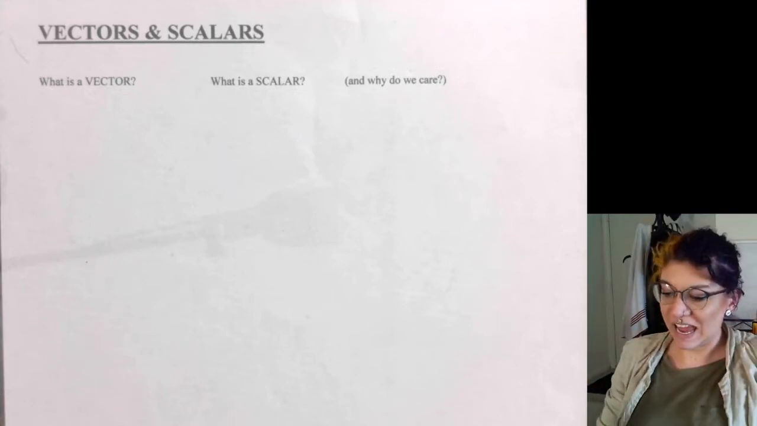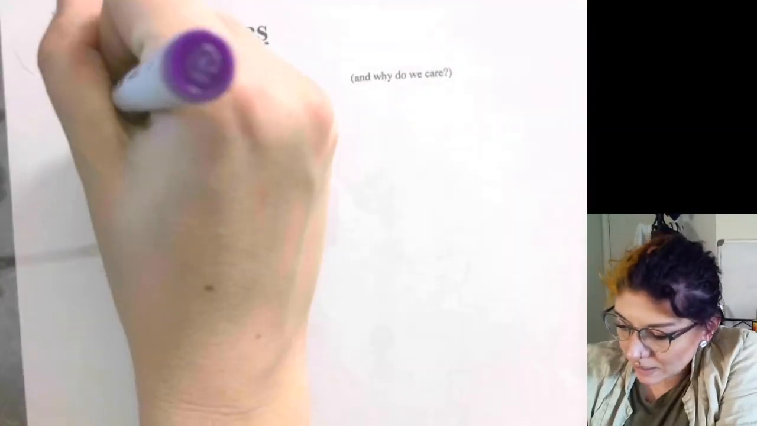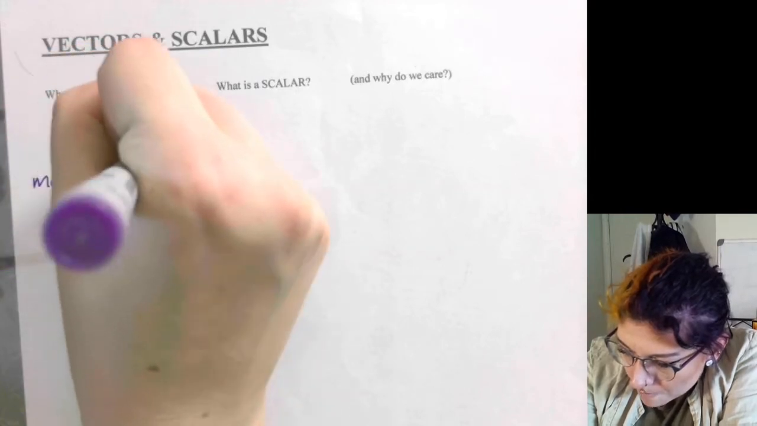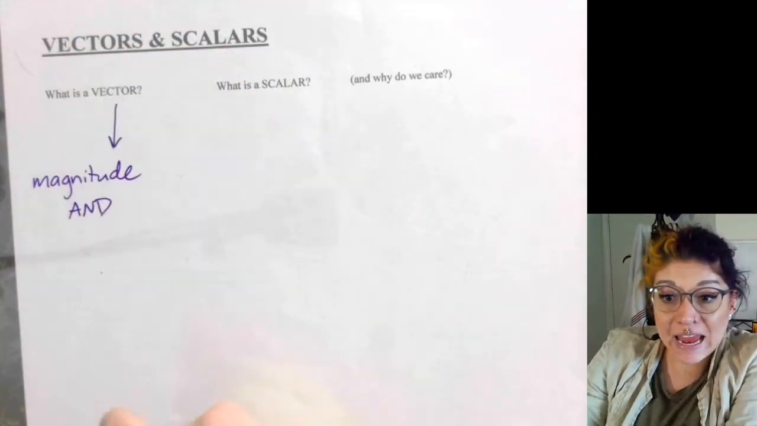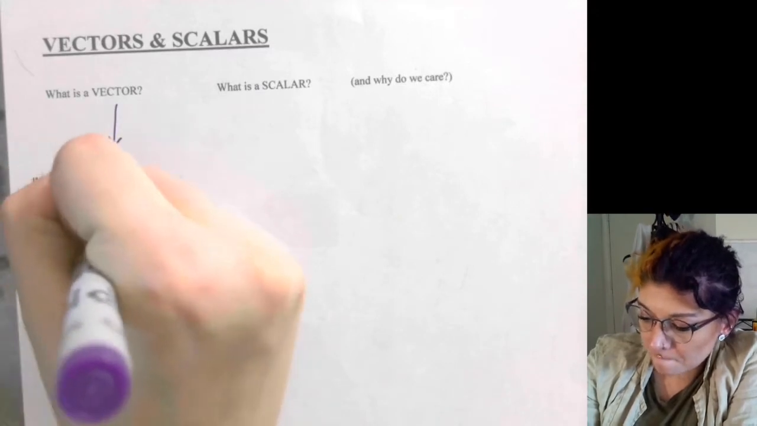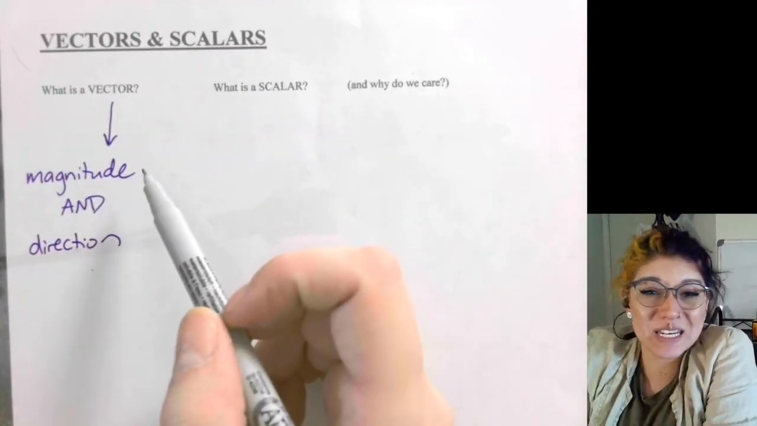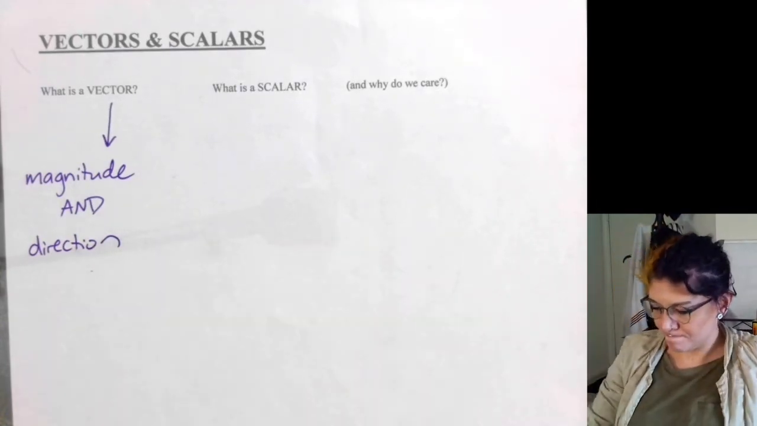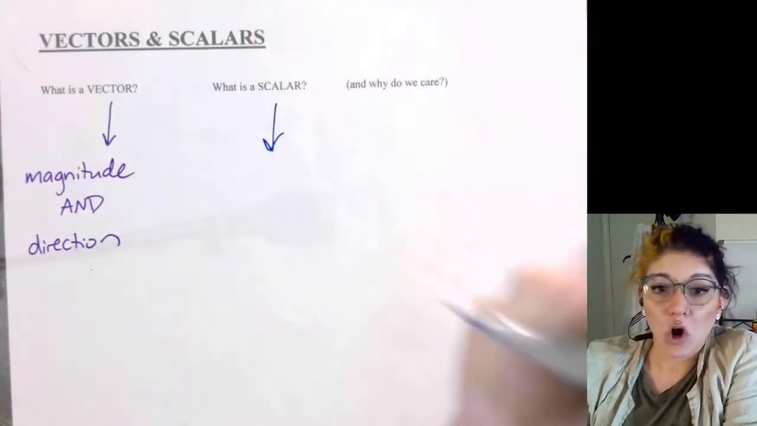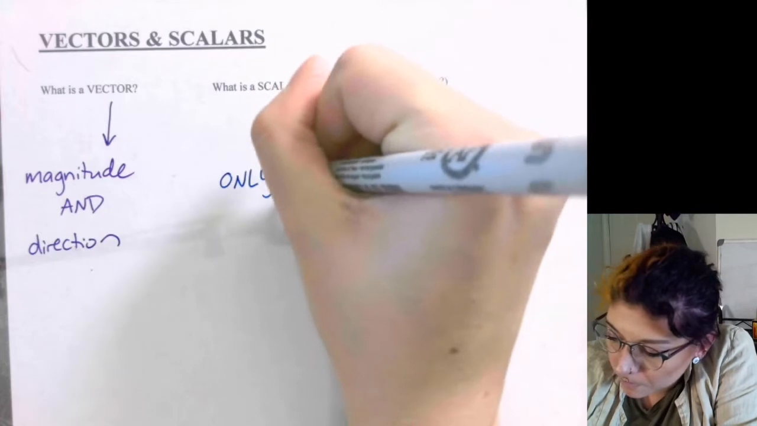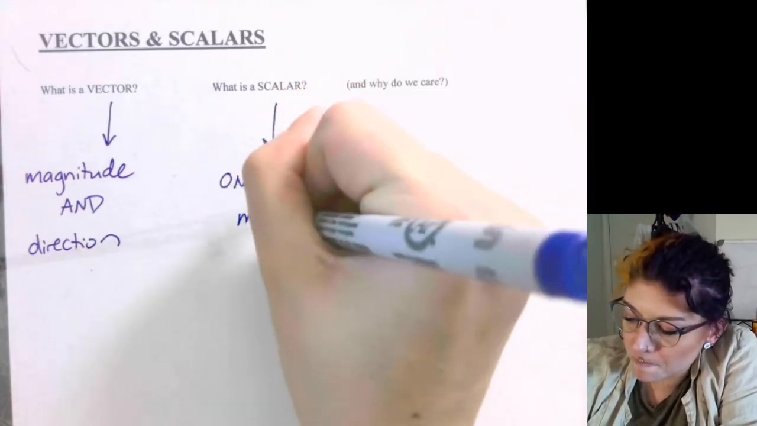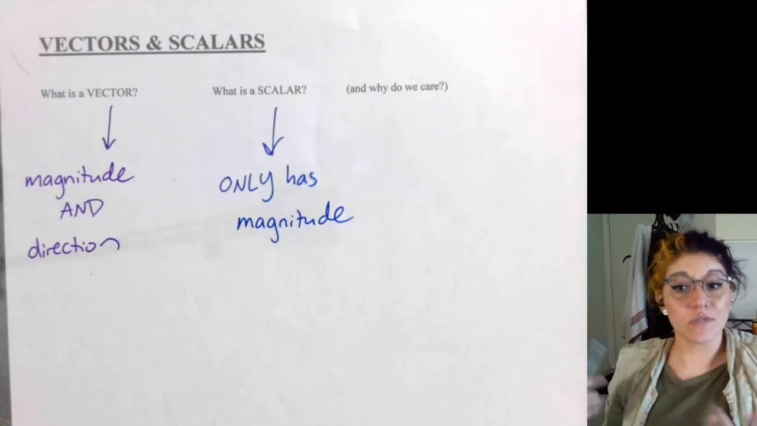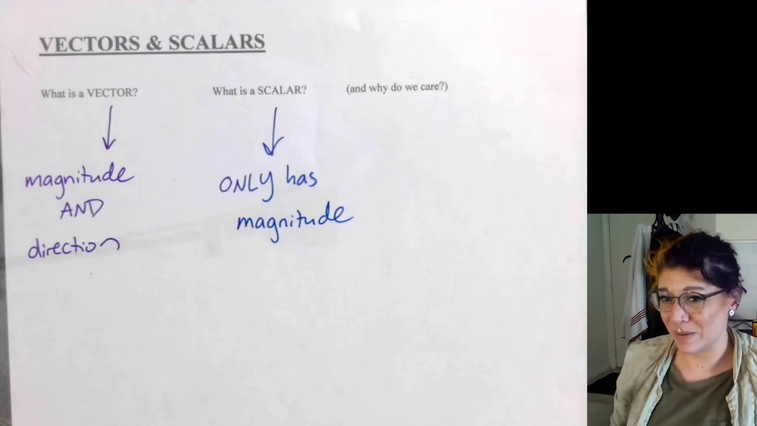Overall, a vector is something that has magnitude and direction. And by magnitude, I mean it has like a numerical value. A scalar only has magnitude. So I'm going to make a little chart and we're going to go over some examples that hopefully make a little bit more sense.